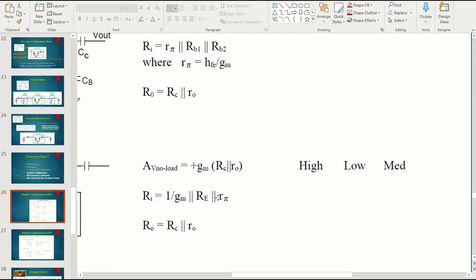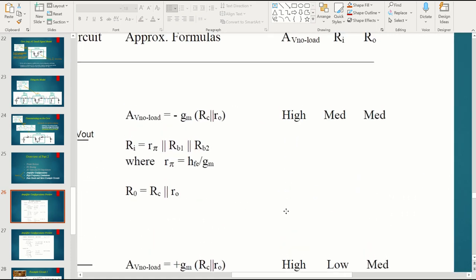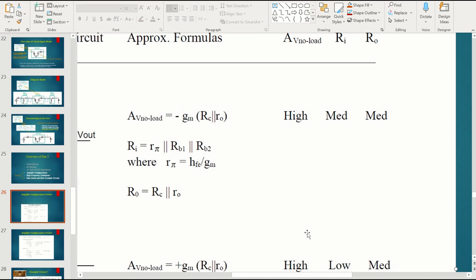Let me go over to this next column. So for the common base amp, the AV no load is usually high. The input resistance is 1 over GM. That turns out to be a low number, like 10 ohms in our example. And the output resistance is what I'll call medium, which was like 3K.